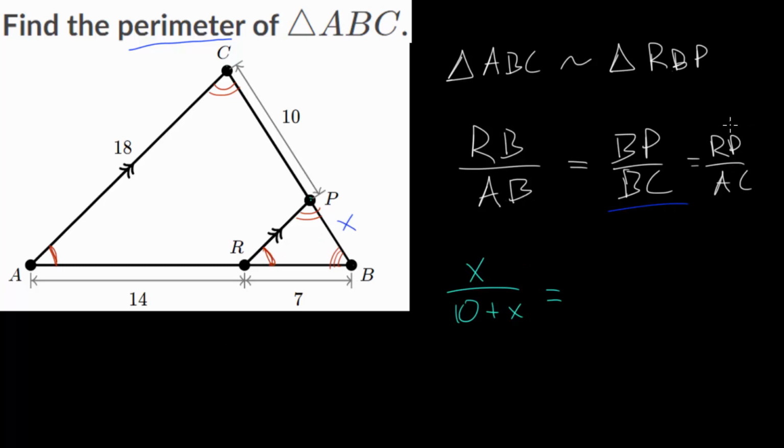We could try to use RP over AC, but we don't know what RP is. So this ratio won't be too helpful for us. We can come back later and figure out what RP is, but at that point we will already have the information we need to figure out the perimeter.